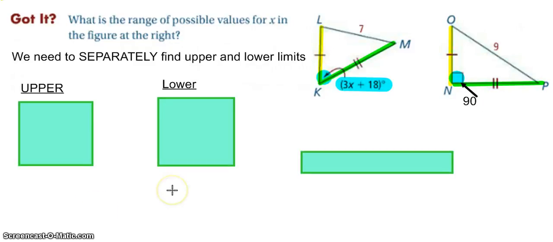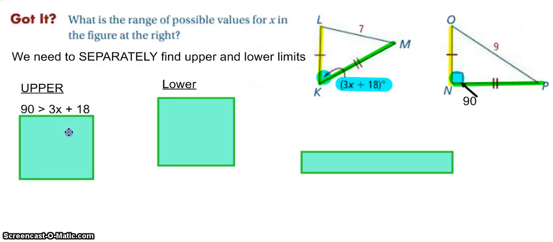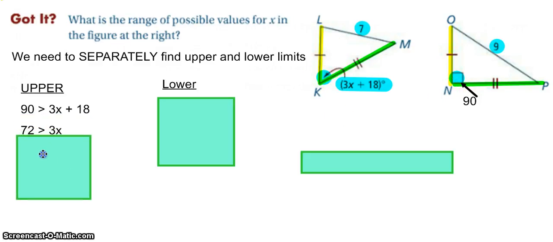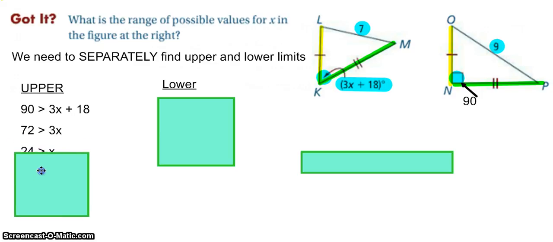So we need to separately find our upper and our lower limits, and we do this with two different inequalities. To find our upper limit, we start by saying, you know this 90-degree angle, which relates to this side, which is 9? That's going to be bigger than this angle, 3x plus 18, since it only relates to a side of 7. We know based on the hinge theorem, this angle will be smaller than angle N over here. So we then use algebra to solve. We subtract 18 from both sides, and then I divide by 3 and find that my upper limit is 24.